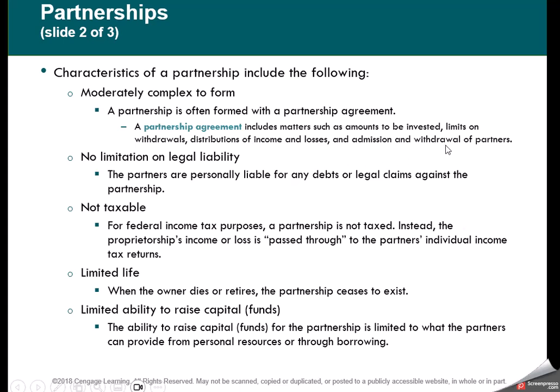What happens if we want to add somebody, or what if somebody wants to get out? What if they leave their money invested in the partnership? Can they get paid interest on that? So all those things are going to be covered in that partnership agreement.